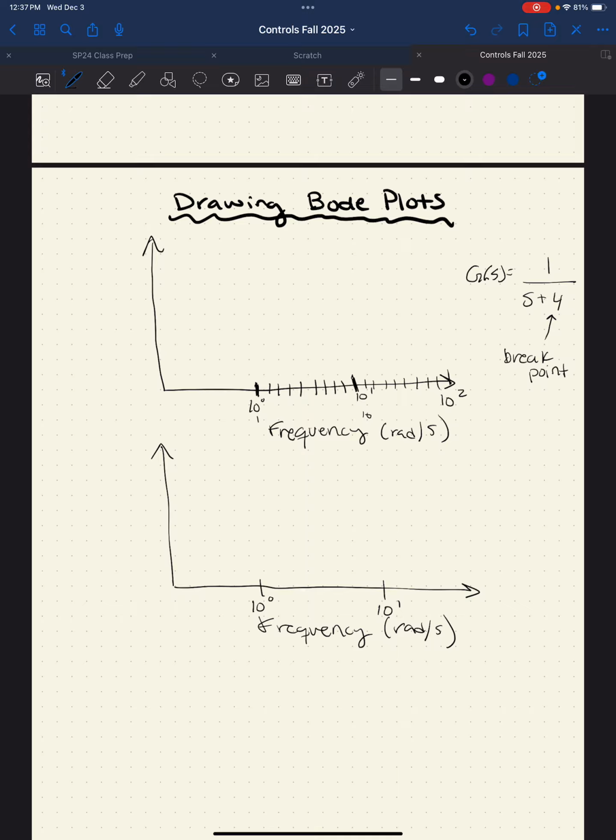So let's find our break point. Our break point is at 4. So I've got 1, 2, 3, 4. I'm going to draw a vertical line at that spot on both of these plots. Oh, that was terrible. That's okay. So this is my break point line. And it'll be important for drawing both of these plots.